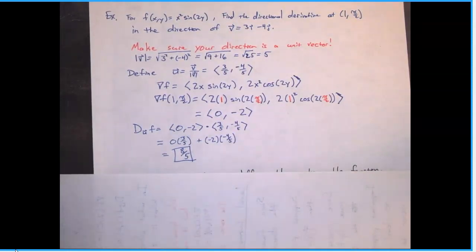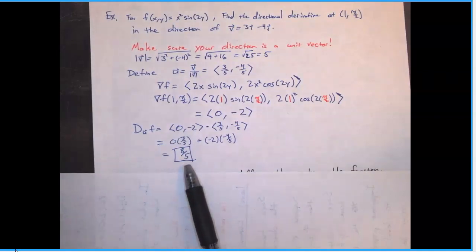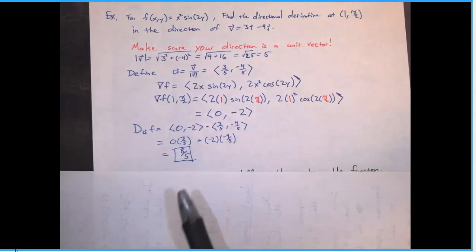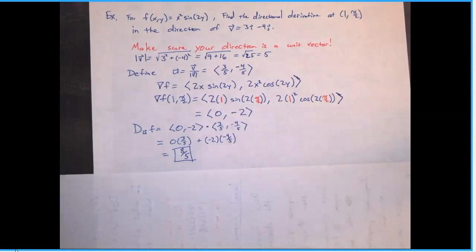So that means if I were standing on this surface, x squared sine of 2y, and I was standing at the point (1, pi over 2), and I looked in the direction (3/5, negative 4/5), the surface would be rising at a slope of 8/5. That's our directional derivative. So now let's talk about some more properties of gradients and directional derivatives.